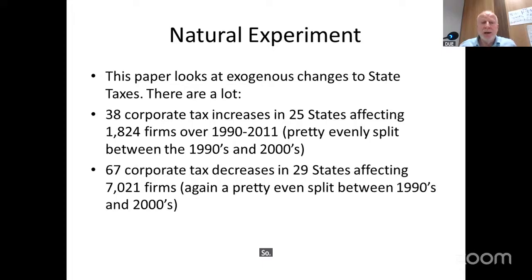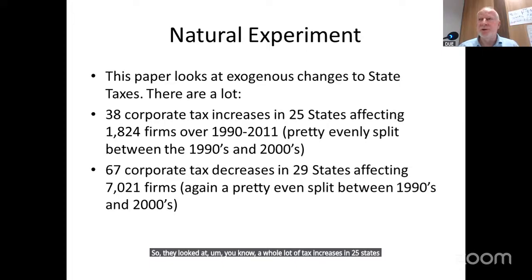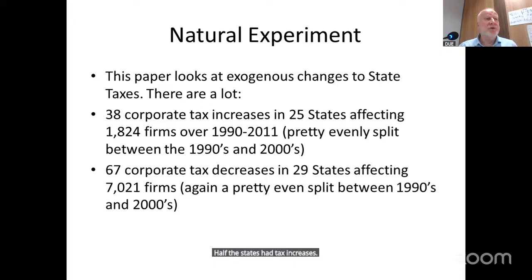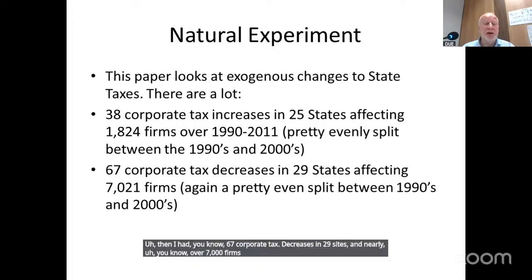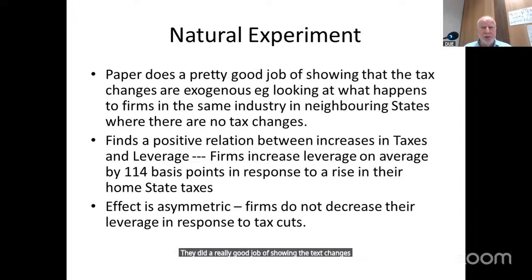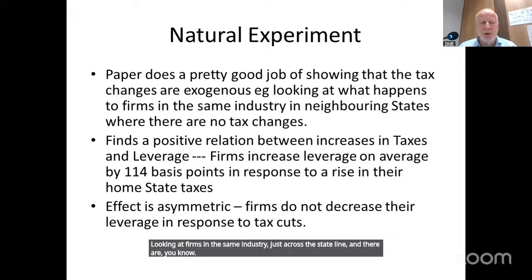So they looked at a whole lot of tax increases in 25 states. Remember, there's only 50 states, so it's half the states had tax increases. So about 2,000 firms over the 90s and 2000s. Then they had 67 corporate tax decreases in 29 states and over 7,000 firms, and again, evenly split. They did a really good job of showing that tax changes were exogenous, looking at firms in the same industry just across the state line, performing similarly.